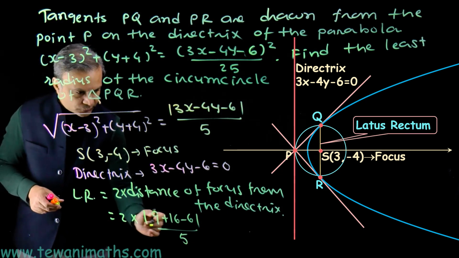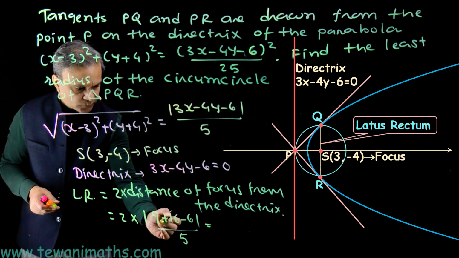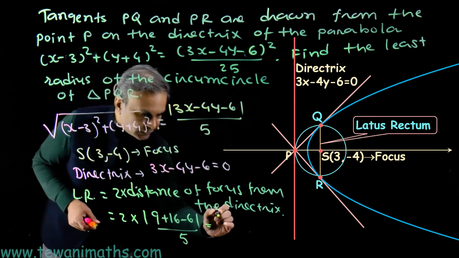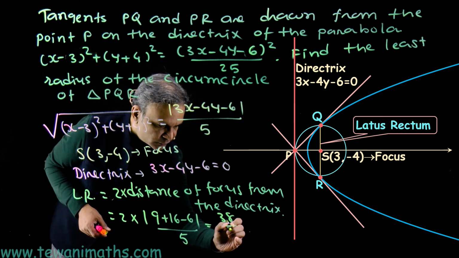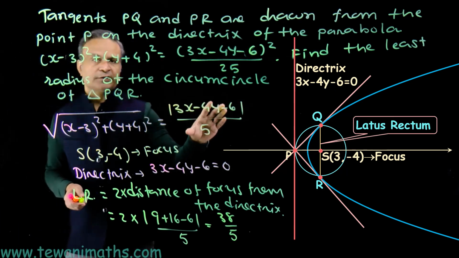So this is equal to 19 into 2, 38. So the latus rectum length is 38 upon 5. This is the least radius of this circumcircle.